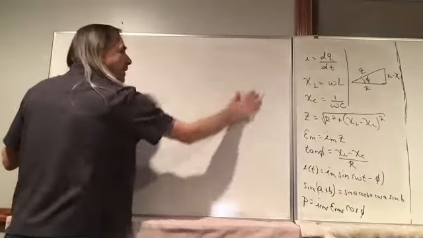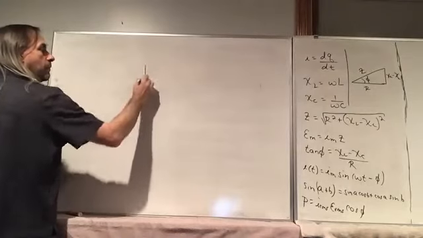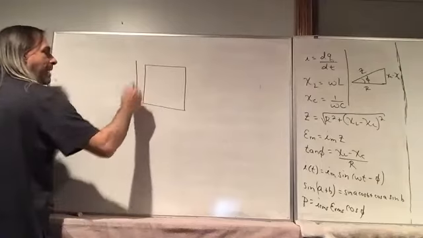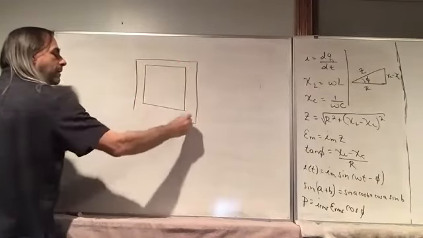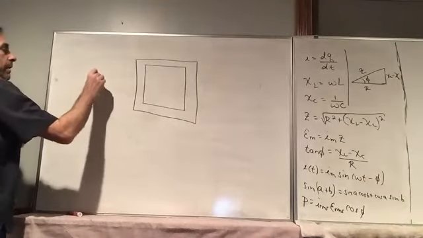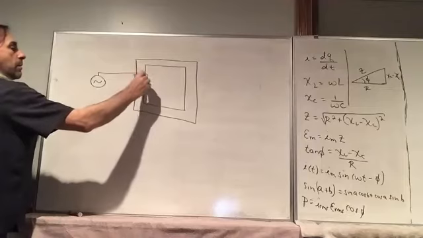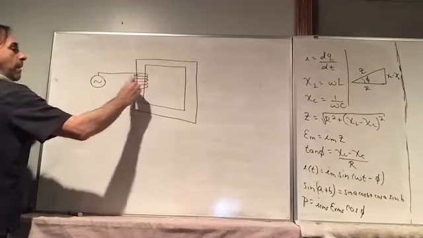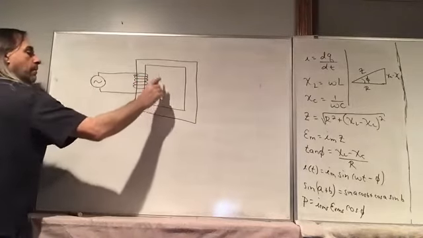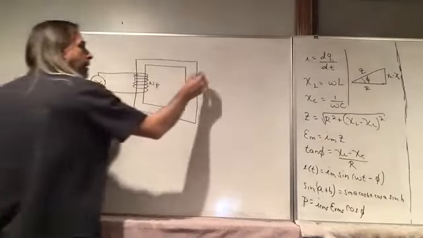There's different ways you could draw this, but I'm going to draw a rectangle, like a square. Let's say this is made out of iron, which is ferromagnetic, so it can be very strongly magnetized. And let's say we have an alternating power supply here, and we wrap it around. So we have NP turns in the primary coil.